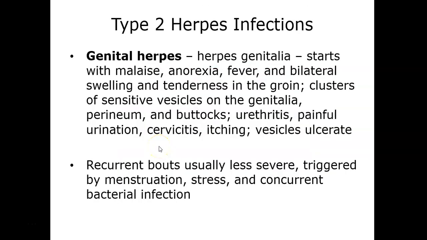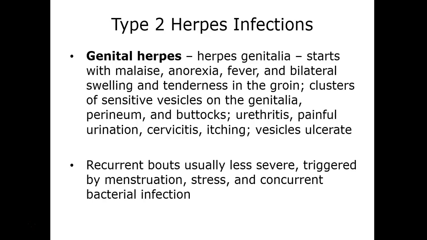We also talk a lot about genital herpes, and this is the herpes that forms on the genitalia. It also is accompanied by malaise or weakness, anorexia, fever, and swelling and tenderness in the groin. We know that we have the vesicles that form on the perineum and the buttocks, as well as the genital. And it can result in things like urethritis, cervicitis, and itching. So those are very common symptoms.